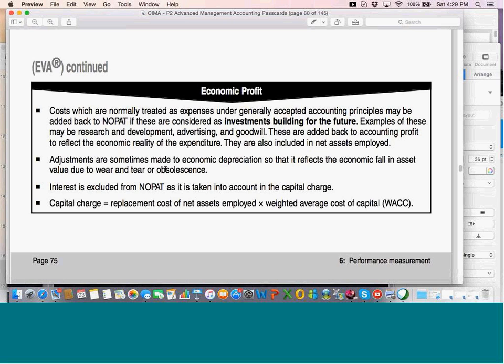Like R&D, research and development, it is against an accounting rule. Correct. But in this case, we will capitalize it, because I'm saying it is going to give me added benefit later on. So I'm keeping it like an asset. That's what I'm doing. Exclude from NOPAT as it's taken into account in the capital charge. Capital charge equals replacement cost of net assets employed, multiplied by the average cost of capital.